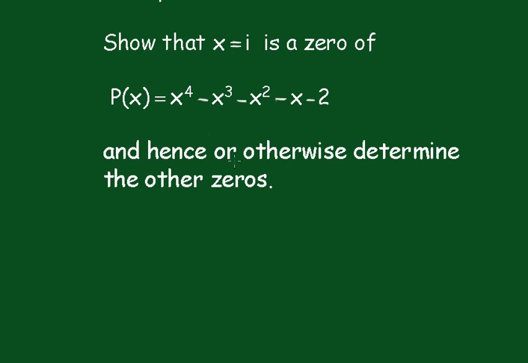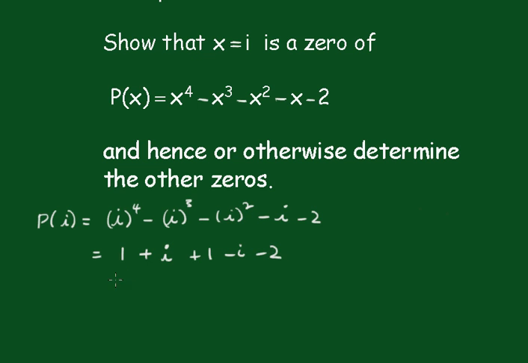Now we'll substitute in x equals i into this, and we get p(i) equals i to the fourth minus i cubed minus i squared minus i minus 2. Now i to the fourth is just 1. This one here, i cubed is minus i, so that'll be plus i. This, i squared is minus 1, so it's going to be plus 1 minus i minus 2, and of course that all gives you 0.